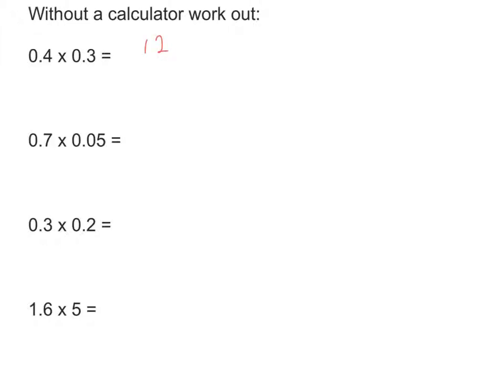Okay, but to do that I had to times this one by 10 to turn the 0.4 into 4, and I had to times this one by 10. So to undo that, I have to take the answer 12 and divide it by 10 and divide it by 10. So 12 divided by 10 is 1.2, and then that answer divided by 10 is 0.12, which is my final answer.